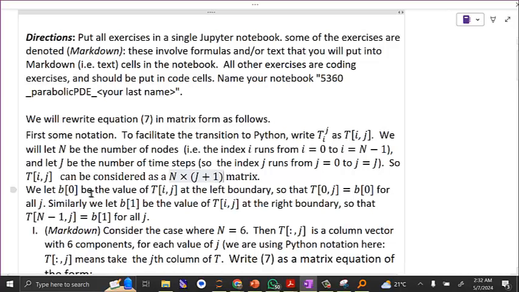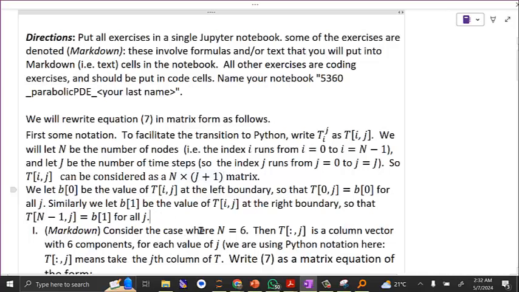Right. So we let b of 0 be the value of Tij at the left boundary. And the left boundary means the first index is 0. And b of 1 is the value at the right boundary. Okay, so these will be your initial values. You can input this as a list or a NumPy array.